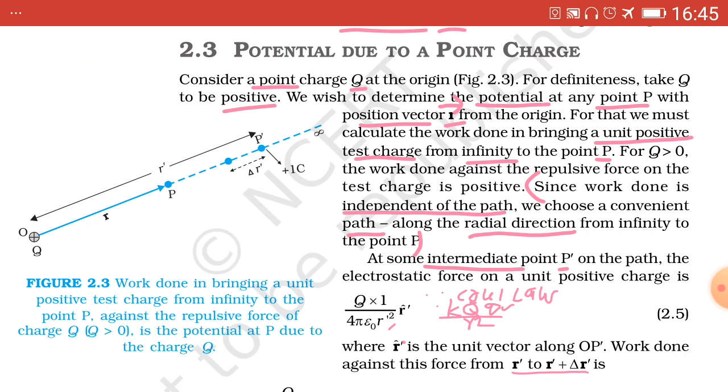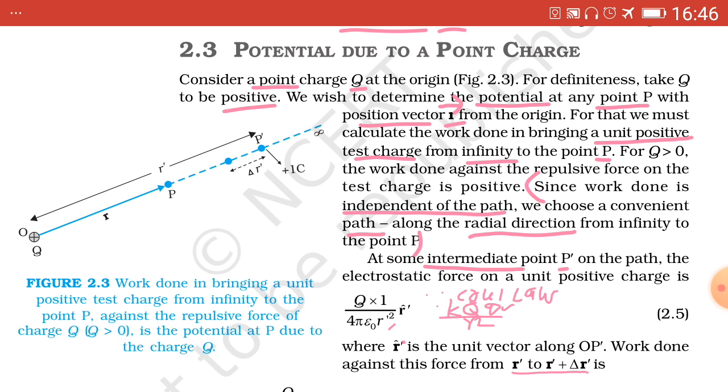And this work done is independent of the path according to the definition of electrostatic potential. As it is path independent, we choose a convenient path along the radial direction from infinity to point P. Now we take some intermediate point P dash on this path, P dash, which is shown in the figure given beside.